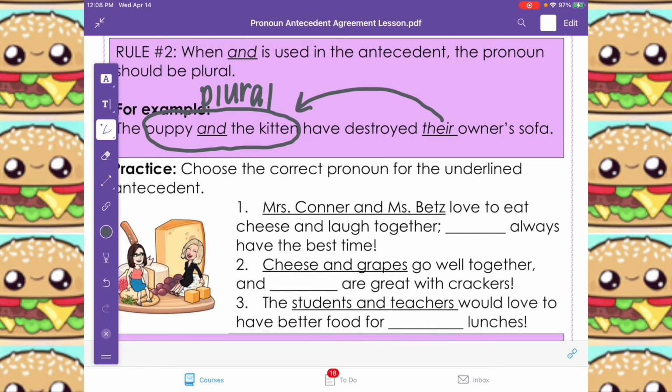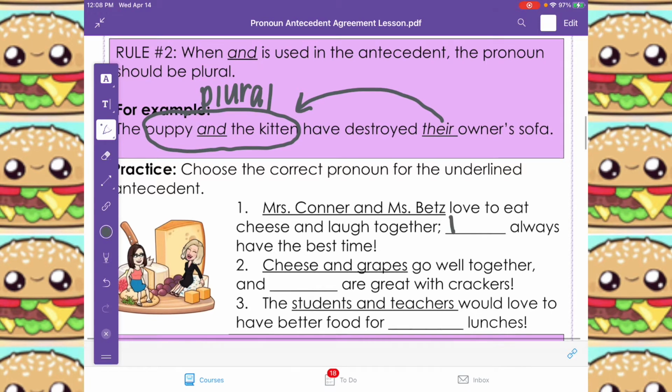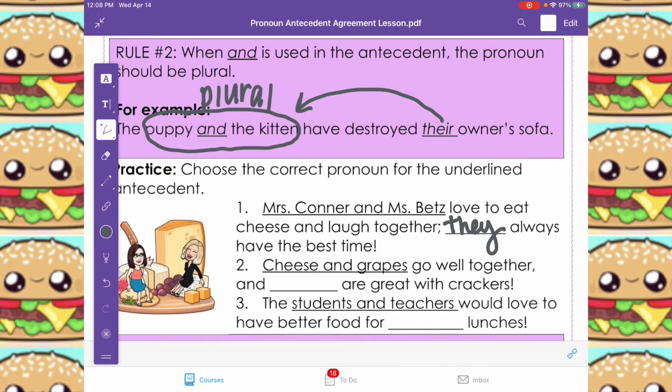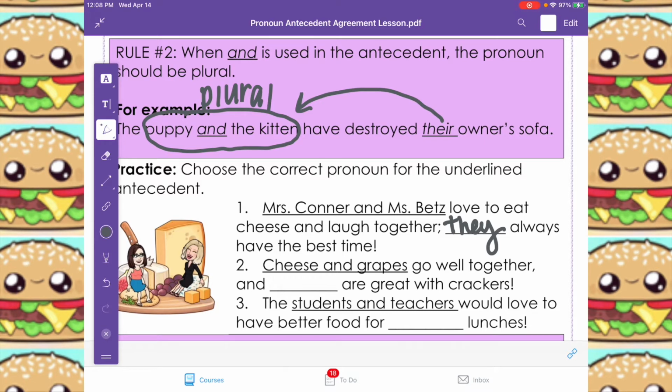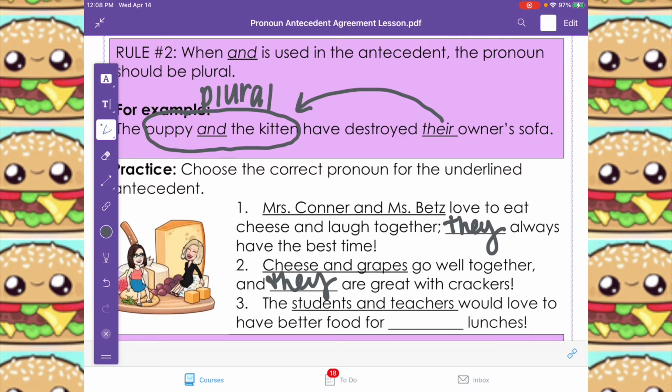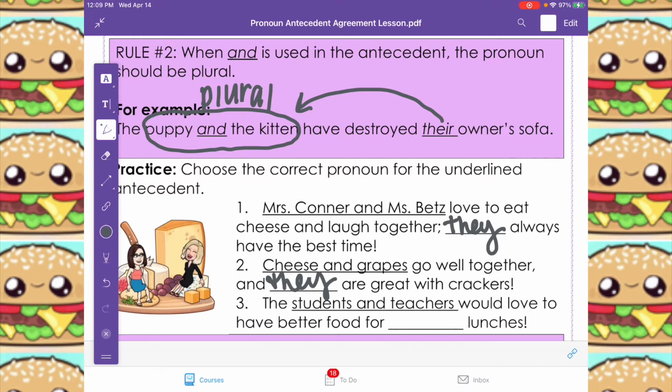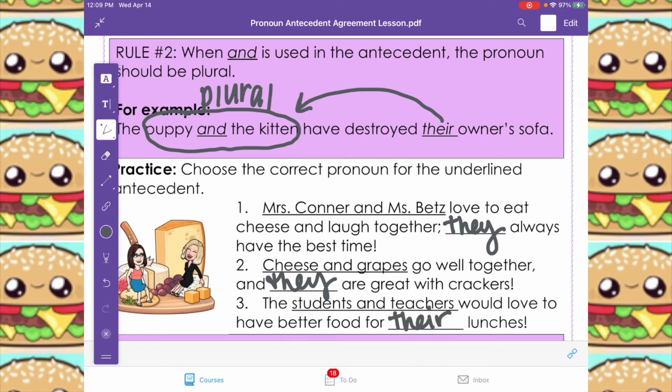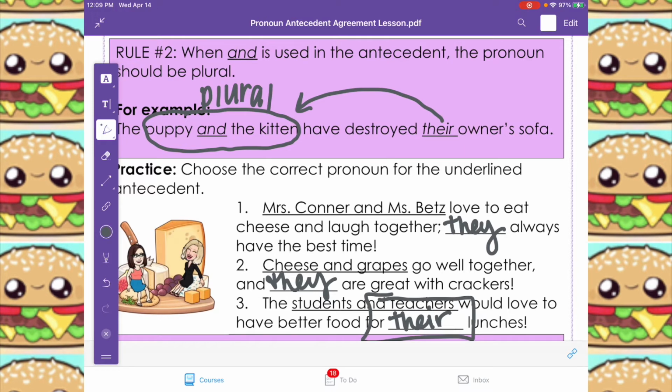So Mrs. Connor and Miss Betts love to eat cheese and laugh together. Blank have the best time. We have 2 people that we're referring back to, so we're going to use they. Cheese and grapes go so well together, and blank are great with crackers. Again, 2 working together as a plural antecedent, they. The students and teachers would love to have better food for blank lunches. Again, this is a plural antecedent. Make sure you're using a possessive pronoun here for number 3.